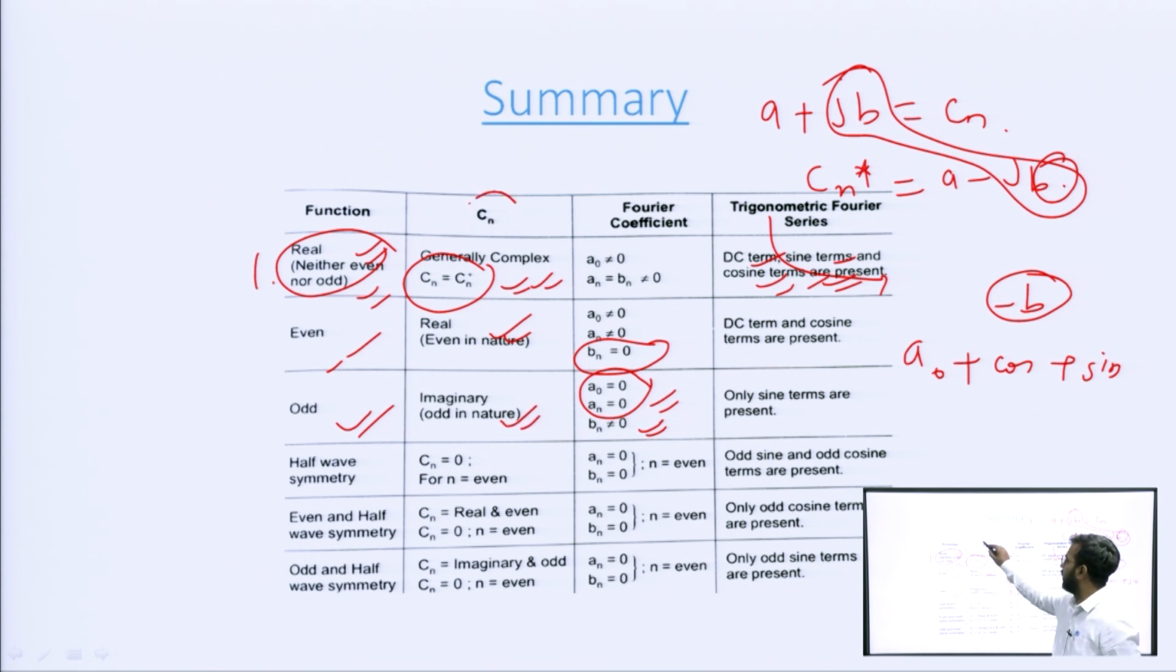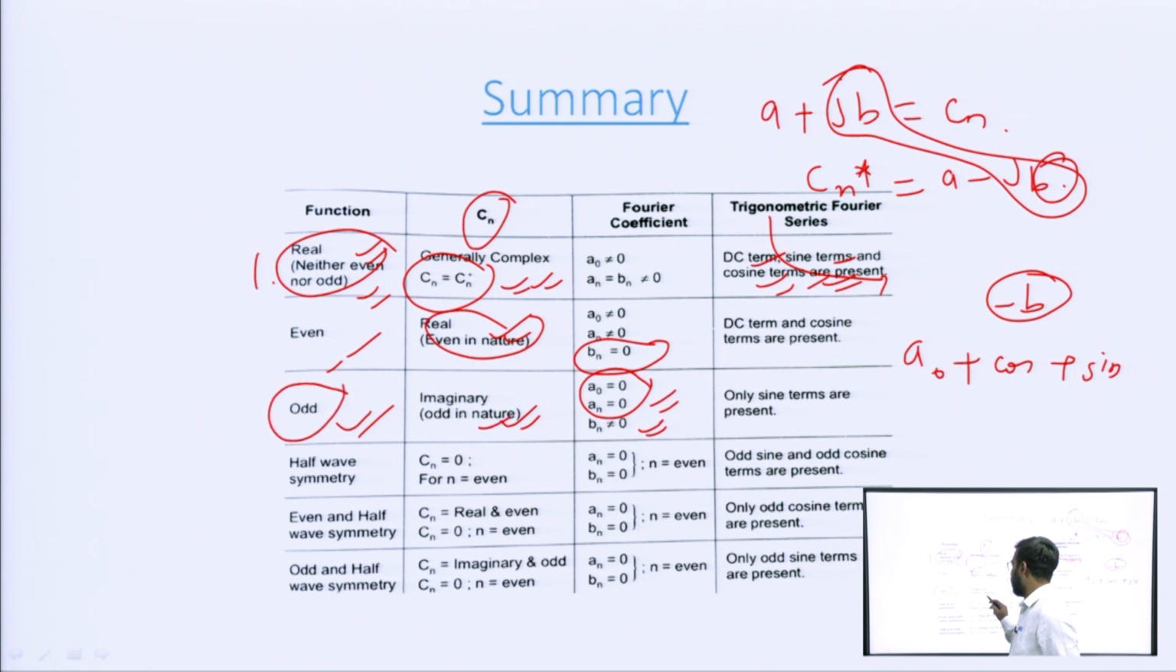What about the coefficient Cn? It will be odd in nature. The real part will be even in nature, and in an odd function the odd part will be imaginary in nature. It will contain only sine terms, because when a naught and an are both 0, only sine terms are present.